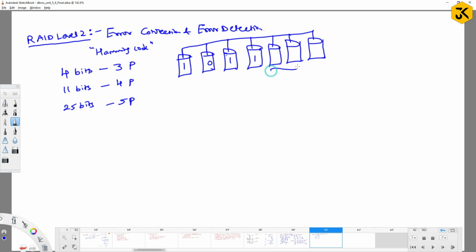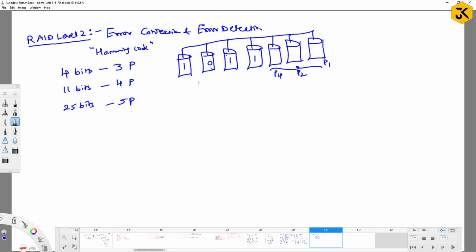Meant for the parity mode, right? So in your terminal it will be like P1, P2, P4, D0, D3, D5 and D6, right? You can calculate it and you can get the answers, right? So this is the RAID level 2 mechanism.